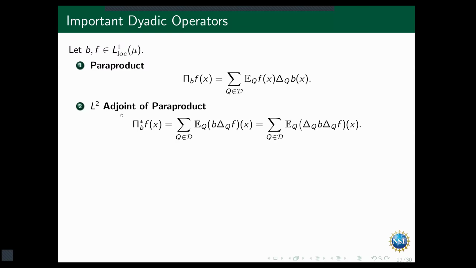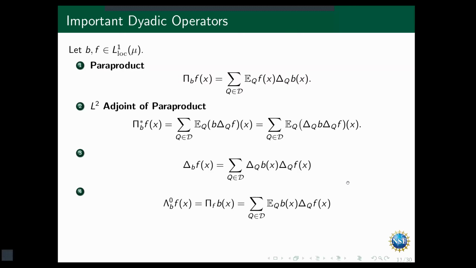There's also the L2 adjoint of a paraproduct operator, which you can just directly compute using duality, and you get this formula. There's also this diagonal operator Δ_b, where you have a sum of the martingale difference Δ_Q b times Δ_Q f. This operator, if your underlying measure is Lebesgue, will be the same as the L2 adjoint of the paraproduct, but for general measures, this is a different operator.